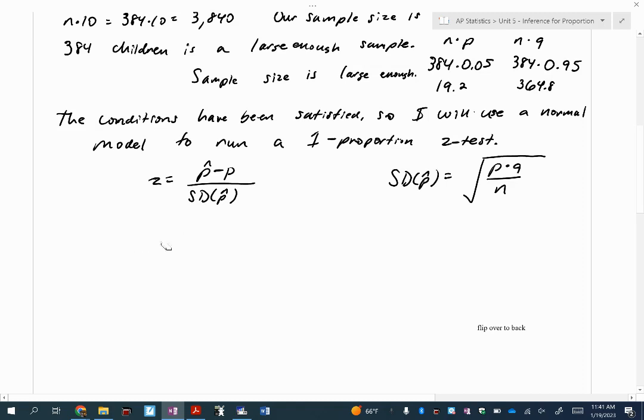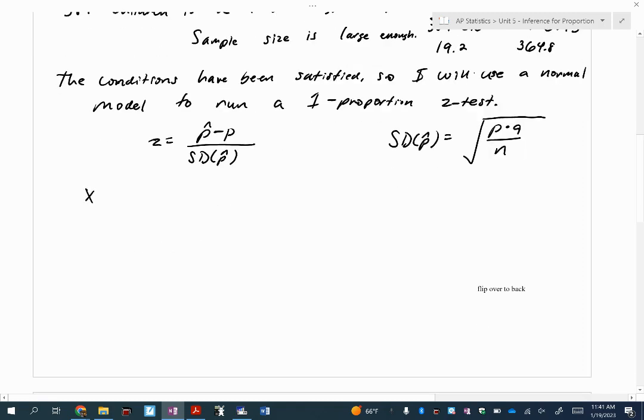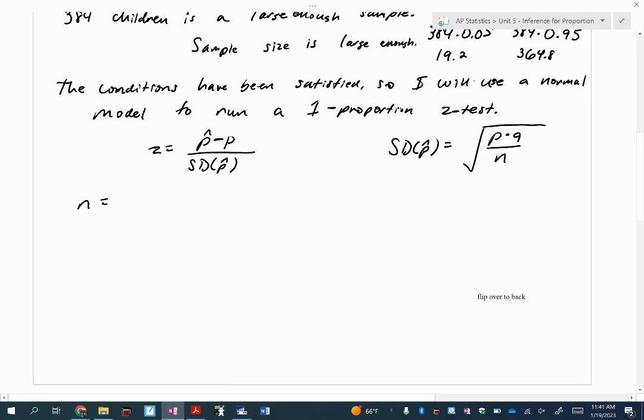You know what I forgot? I'm sorry about that. I missed a line, so I'll put it here. So our sample size is 384. Our number of successes was 46? Yeah, 46. So p hat is 46 over 384, which is approximately 12%.